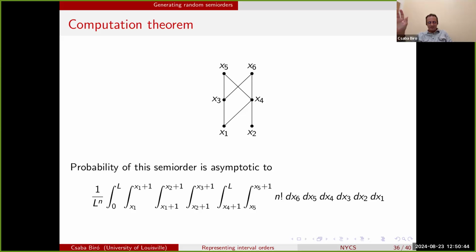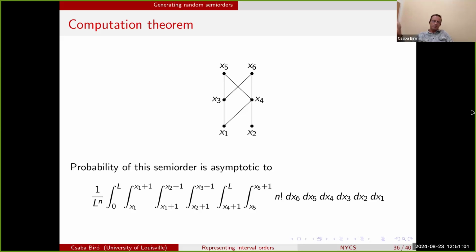Okay, forgive me for this, but look at this integral. This is not actually hard to compute. First of all, what we're integrating here is a constant function. You can even factor that out, right? So it's really a volume computation in n dimensions. It's not really an integral.